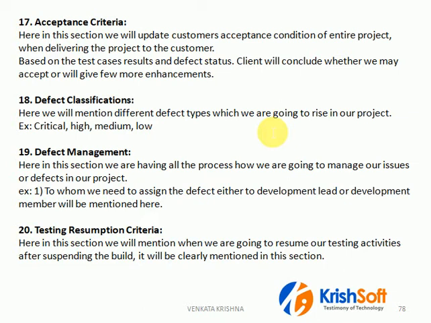Well, the 18th section is defect classifications. In total, how many types of defects are we going to raise? 4 different types of defects we are going to raise: critical, high, medium, low. So these are the 4 different types of defects we usually raise to the development team. So that we are going to mention in the defect classification section.